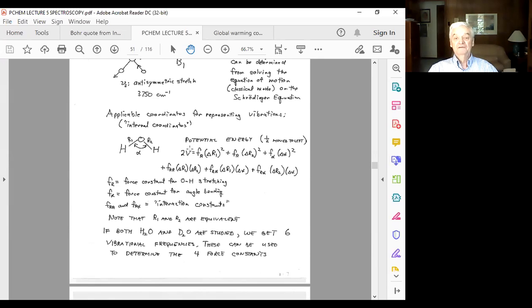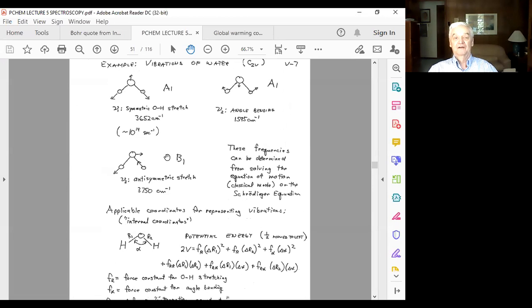Now, notice here, we have a total of F_R, F_alpha, F_RR, and F_R-alpha. So there are 4 force constants for the molecule. But when you collect the spectrum of water, you only see 3 frequencies. So you cannot determine from just the water spectrum what these force constants would be.